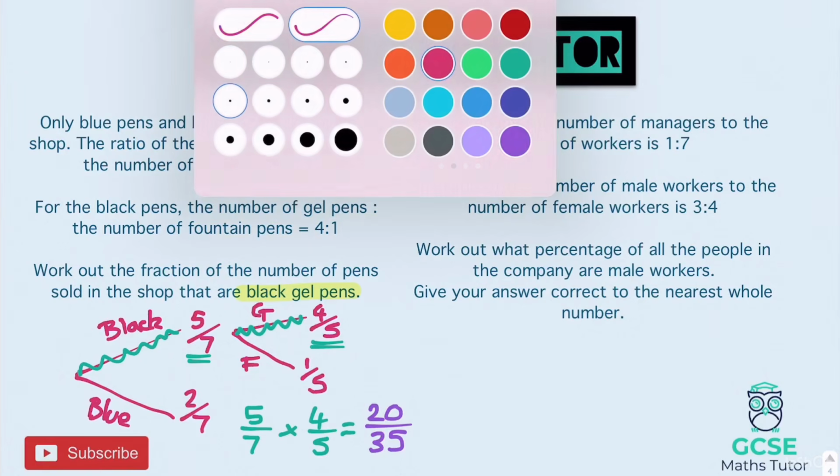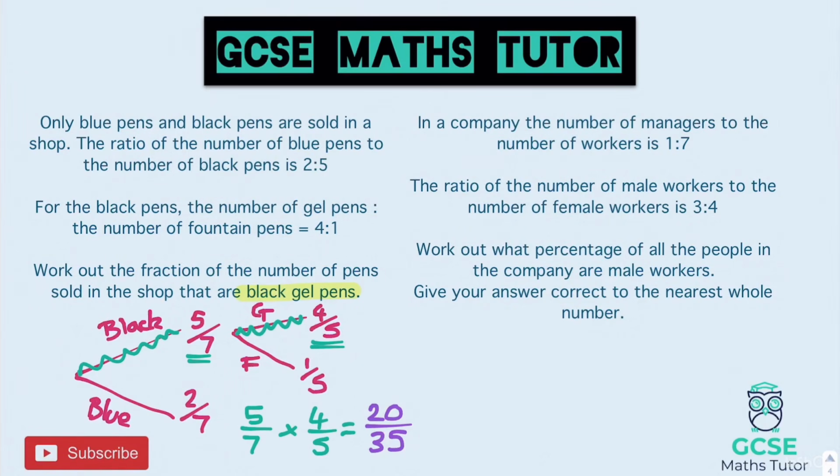Right, and on to the next one. Let's have a look. So in a company, the number of managers to the number of workers is 1 to 7, and the ratio of male workers to the number of female workers is 3 to 4. Work out what percentage of all the people in the company are male workers and give it to the nearest whole number. Okay, so we've got managers and workers. Let's label this up. There we are, and that is 1 to 7, so that's out of 8. So the managers, we've got 1 out of 8, and the workers there, we've got 7 out of 8.